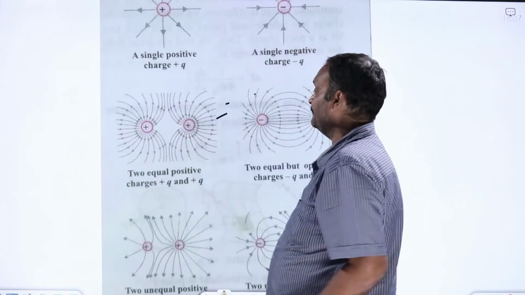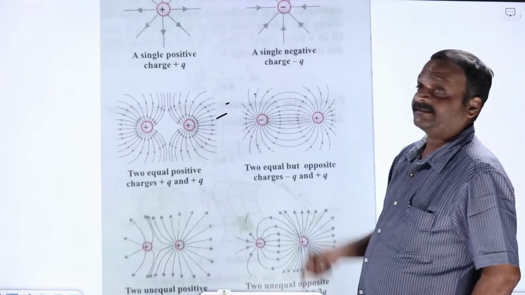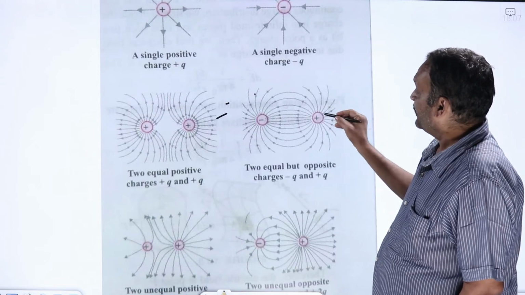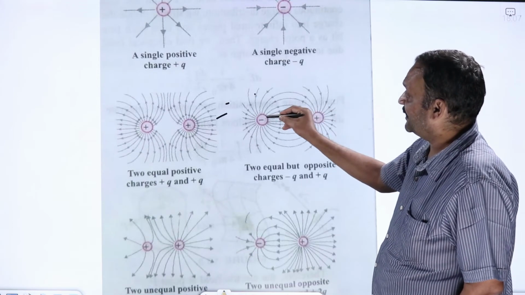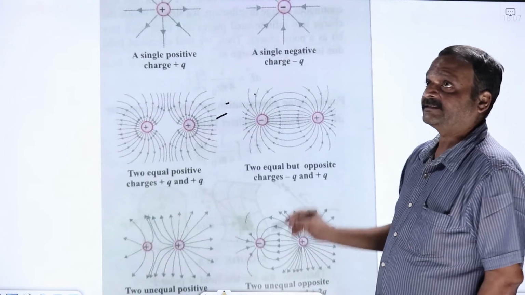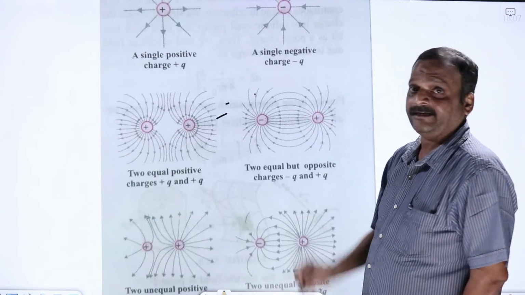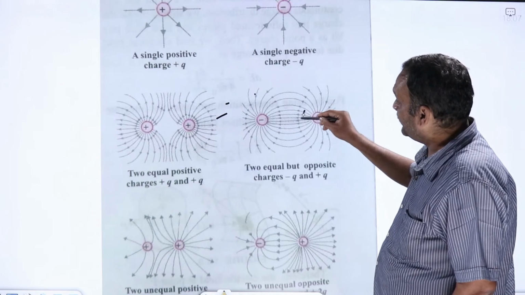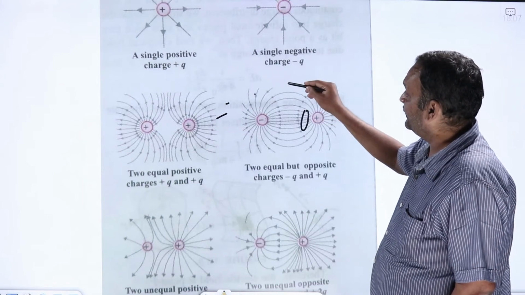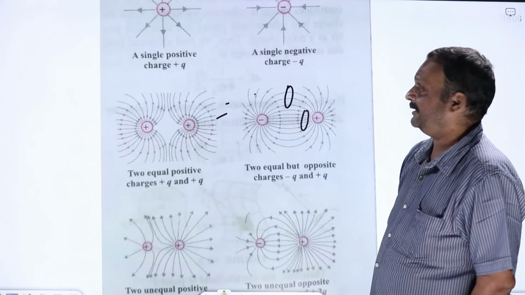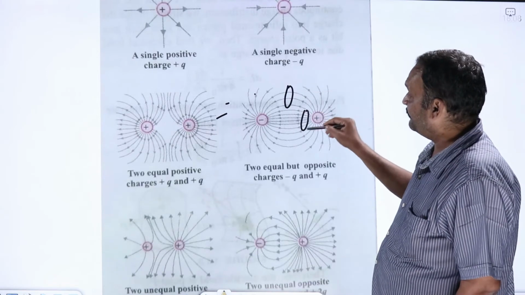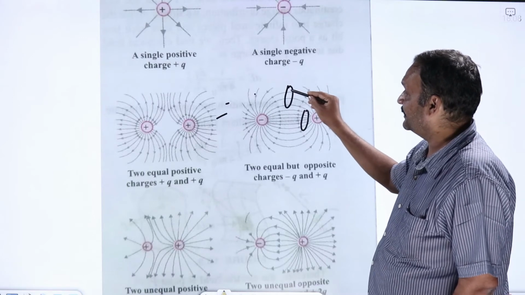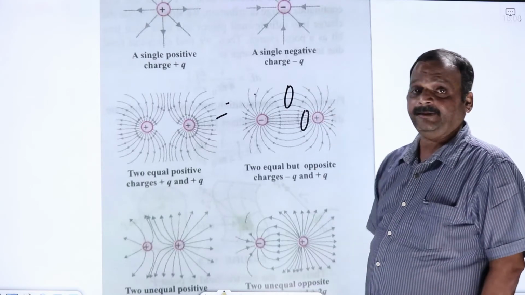If a positive and a negative charge are placed side by side, separated by some distance, lines of force will start from the positive charge and end on the negative charge. Wherever the density of lines is more, the electric field intensity will be more. Wherever the density is less, the electric field intensity will be less. For a given area, here we have more lines of force, so the field intensity here will be more; here there are fewer lines, so the field intensity will be less.